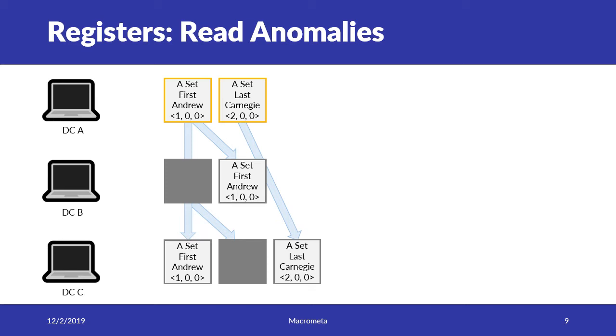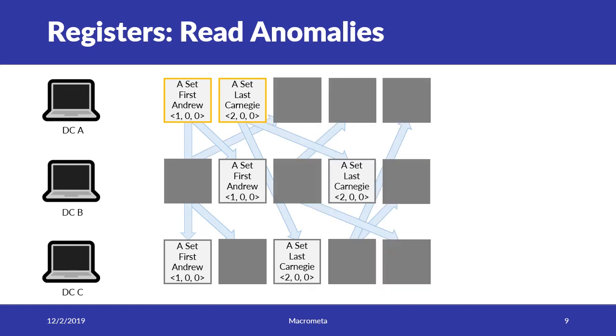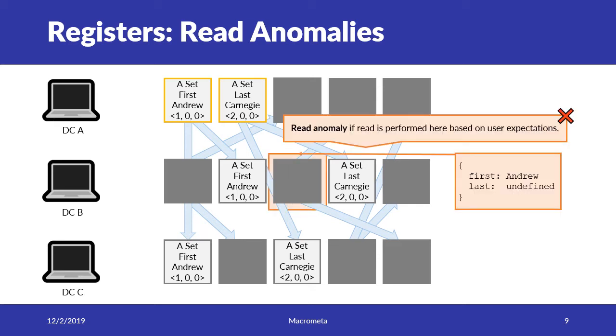So we can imagine this as, in the client, the user does a series of modifications to the data structure: sets the first name to Andrew, sets the last name to Carnegie, and then propagation happens roughly the same as in the last example. However, if the user issues a read at data center B at this particular point in time, another user will observe the first name being set to Andrew and the last name being set to undefined, or the key not being present, depending on your client.